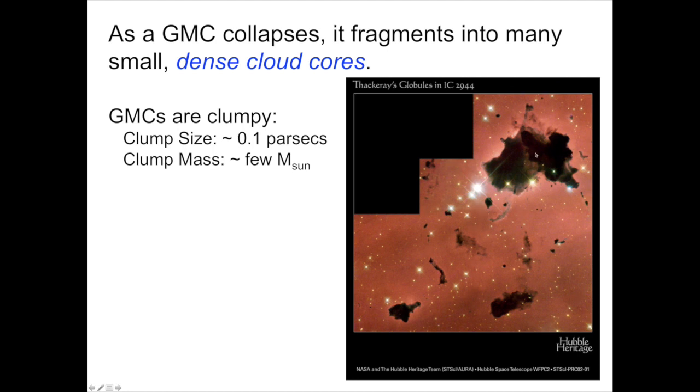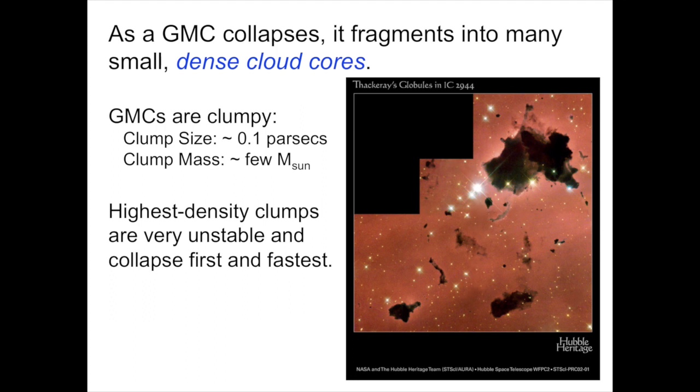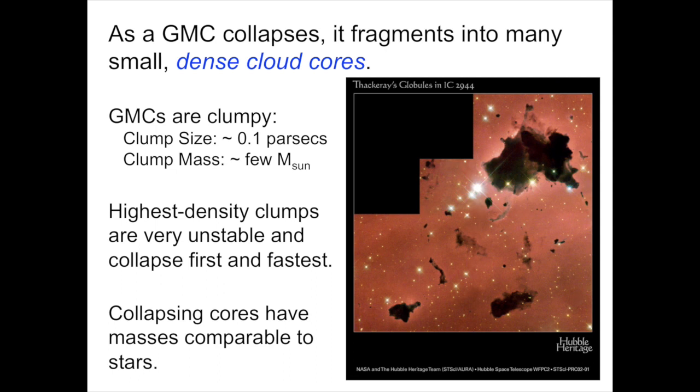These are very suggestive because, unlike the giant molecular cloud complex in which they resided, these smaller gas clumps are roughly stellar in scale, and these are eventually the pieces out of which one or perhaps more stars will form. The highest density clumps, like in this group in Thackeray's globules, are going to be the most unstable. They're going to collapse first, and they're going to collapse fastest. The collapsing cores have masses comparable to stars, so this is going to be the starting point of star formation.